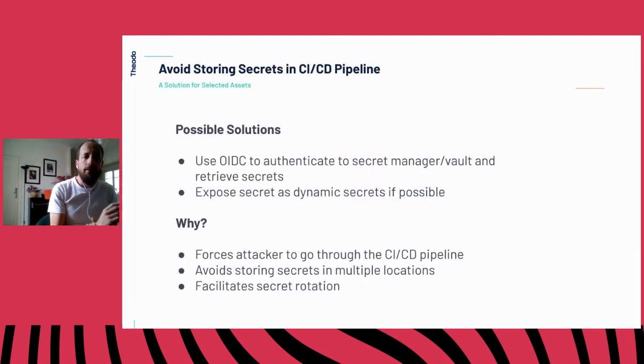A possible solution is at least to use this OIDC mechanism so your workload accesses some remote storage, a secret manager or a vault to retrieve secrets. Why should we do that? Why add another step? Instead of storing the secrets, store them elsewhere and authorize your repository to access the secrets. It's better because you will store your secrets in one place. You won't have two places where your secrets will be stored. It will be easier to do rotation. And if an attacker wants to use it, he will have to leave traces in the CI/CD pipeline.